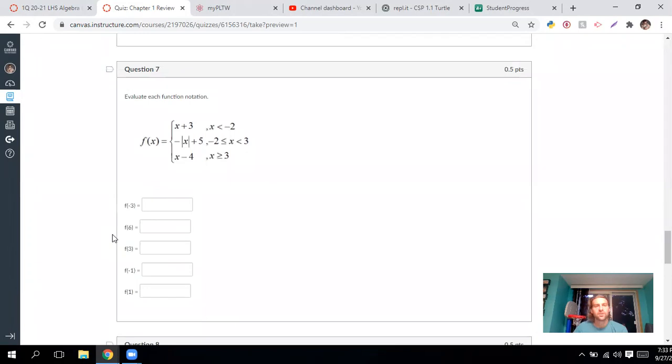Okay, next group, we're going to have a couple questions over piecewise functions here. With these piecewise functions, you're just double checking, do you know where you plug the number in? So if I got -3, am I going to plug it into the top, middle, or bottom? Well, -3 is less than -2. It is not bigger than 3. It's not in between -2 and 3. It is less than -2, so we're going to plug it into there.